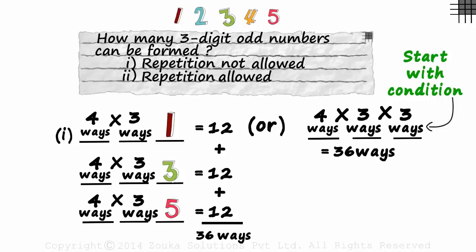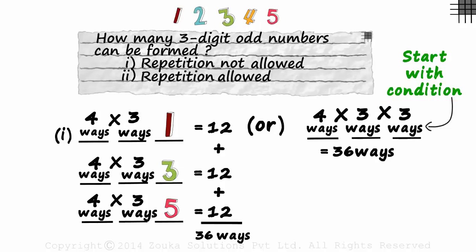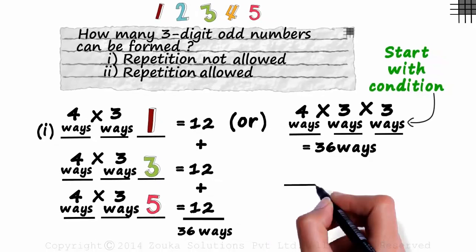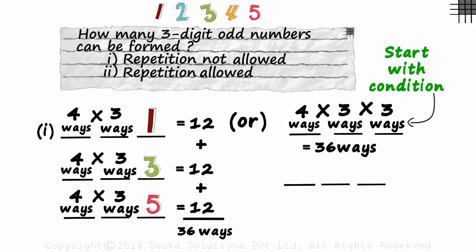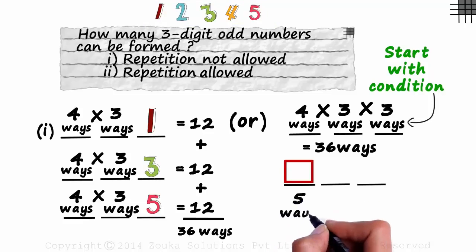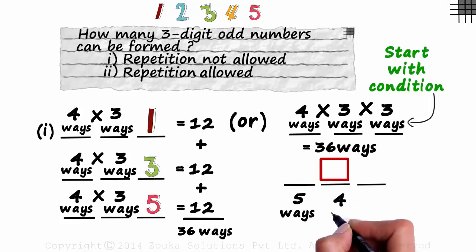Some of you would be thinking, why start with the condition? What if we don't? Let's say we decide to start with the hundreds place. In how many ways can we fill the hundreds place digit? We can fill it with any of the 5 digits. 5 ways. Having used 1 digit here, the tens place can be filled in 4 ways.